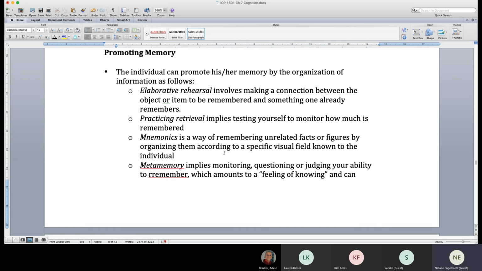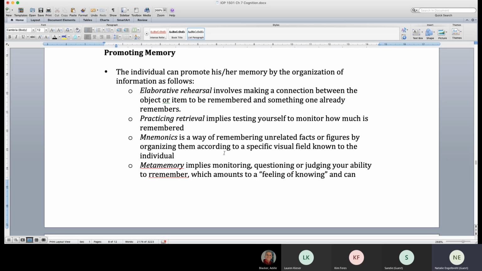Promoting memory. How can we improve memory? The individual can promote their memory by the organization of information as follows. Elaborate rehearsal involves making a connection between the object or item to be remembered and something one already remembers. Or it could just be, say you're meeting a new person for the first time, you want to address the person by their first name, and you kind of mentally repeat that name a couple of times to help you remember.